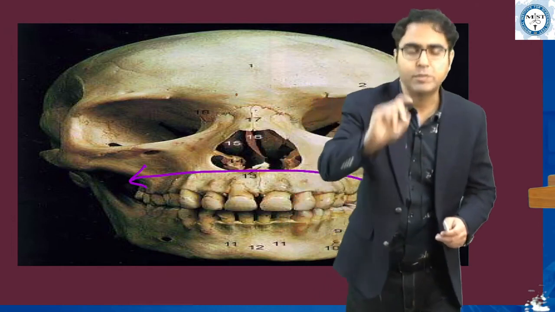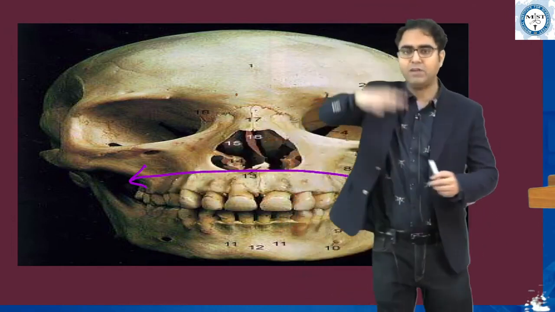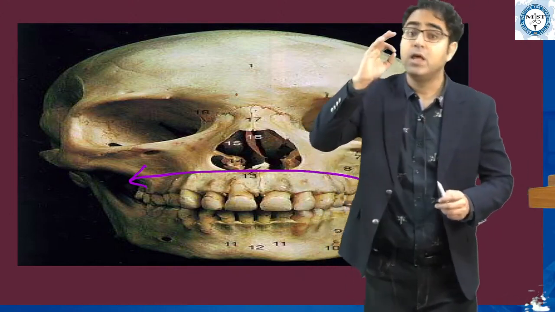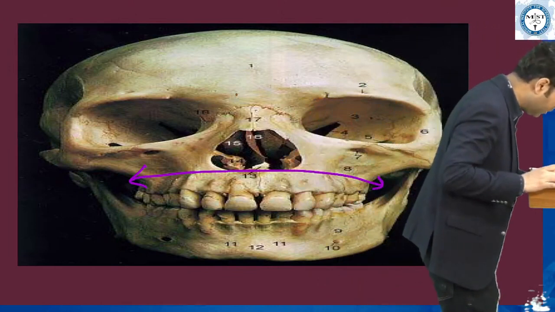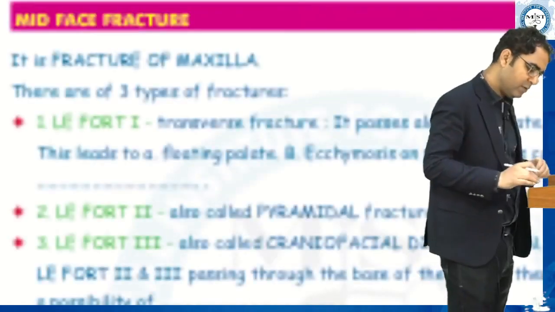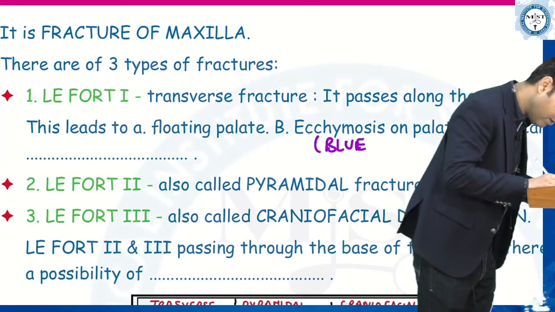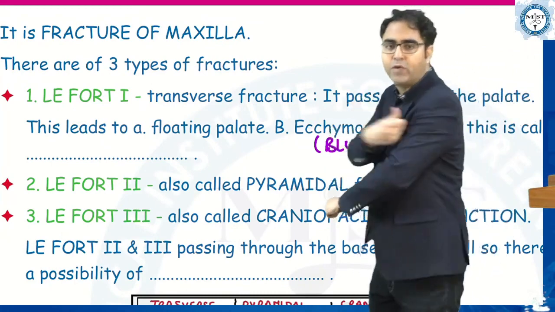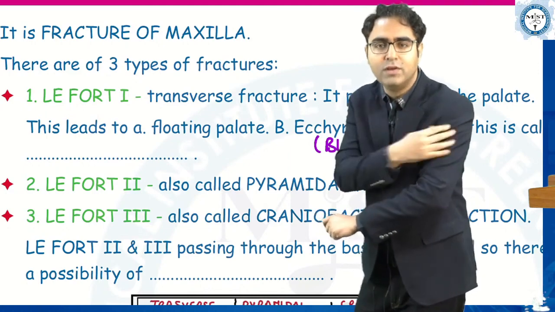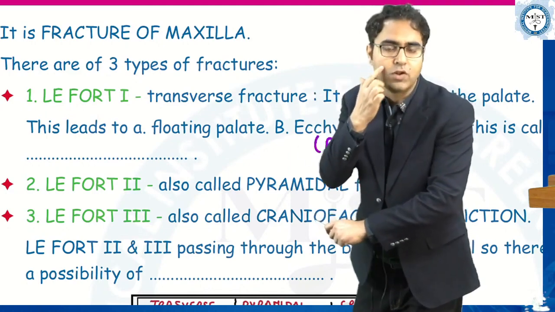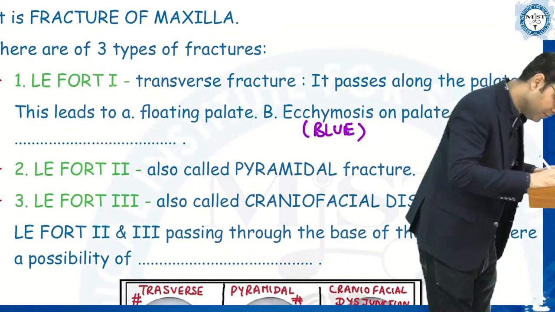So it has two signs, beta. Number one, floating palate, because it is fracturing the palate. So the palate starts floating. The palate got separated. Floating palate. Number two, ecchymosis on the palate, beta. Ecchymosis means blue color, I hope you know. When you get trauma, somebody hits you over here, you get a blue color in the morning, beta. That beautiful bruise comes. Somebody hits your face, there's a blue color over here, beta. Ecchymosis is a blue color on the palate, and this is called the Guerin sign, beta.